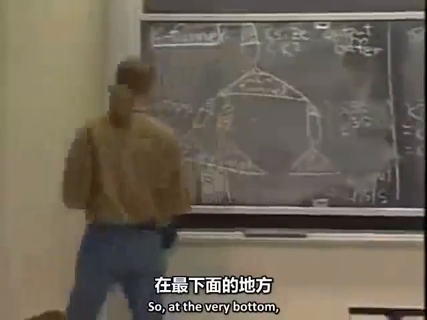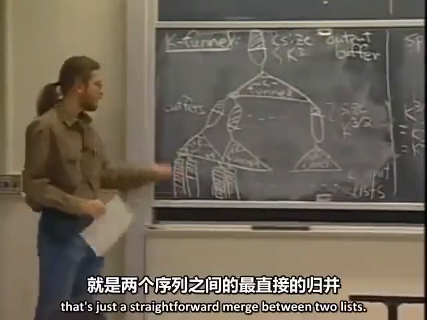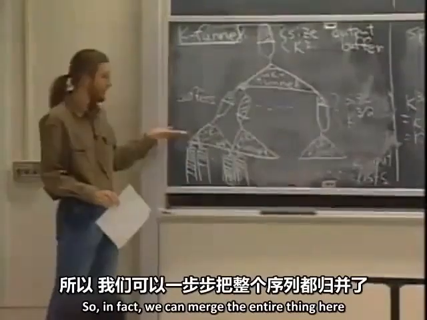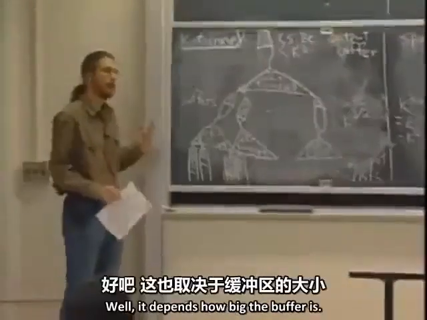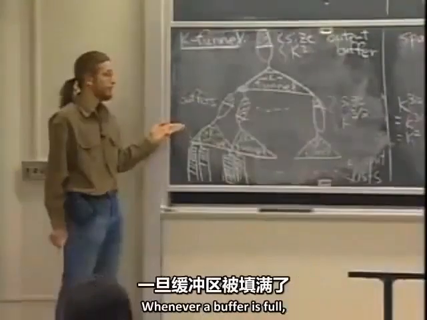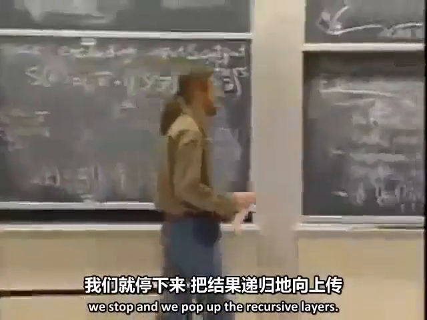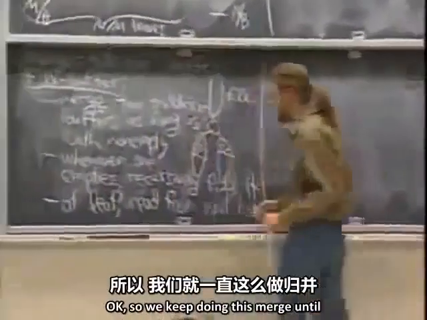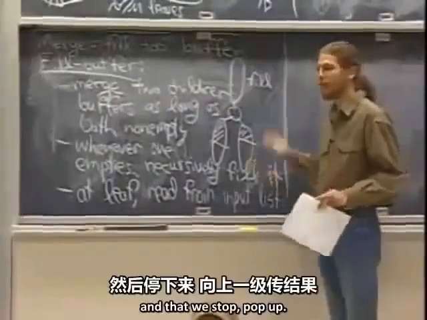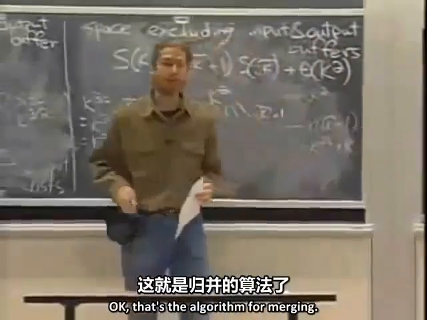So right at the very bottom, if you have some node here that's trying to merge between these two, that's just a straightforward merge between two lists. We know how to do that with two parallel scans. So in fact, we can merge the entire thing here and just spit it out to the buffer. Well, it depends how big the buffer is. We can only merge it until the buffer fills. Whenever a buffer is full, we stop and we pop up the recursive layers. So we keep doing this merge until the buffer we're trying to fill fills, then we stop, pop up. Okay, that's the algorithm for merging.